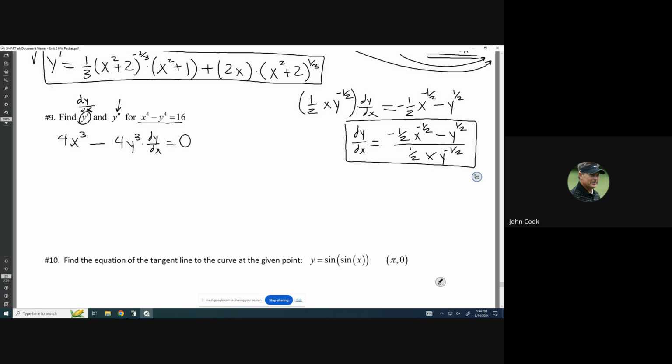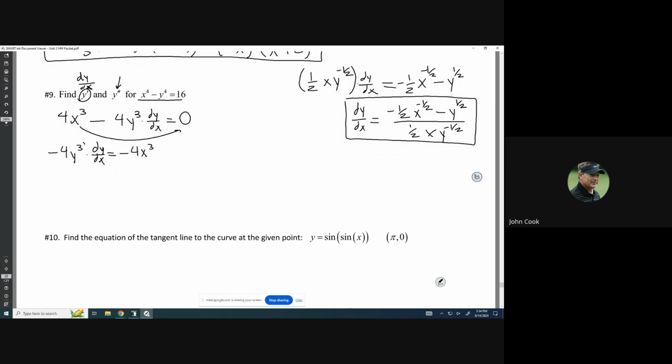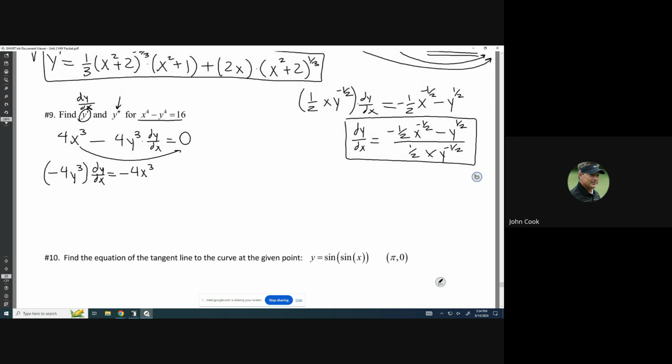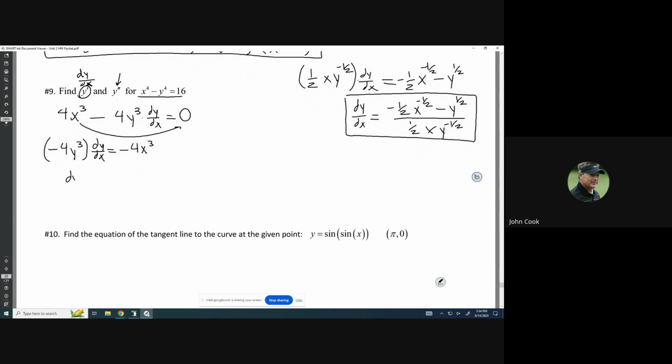Okay, so let's get dy/dx all by itself. So I'm going to move this stuff over to this side. So I've got negative 4y to the third times dy/dx is equal to, and then I'll subtract that over, negative 4x to the third. And then to get dy/dx all by itself, since this stuff is all multiplying on it, I would just divide it out. So I get dy/dx, so the first derivative, is equal to negative 4x to the third over negative 4y to the third.